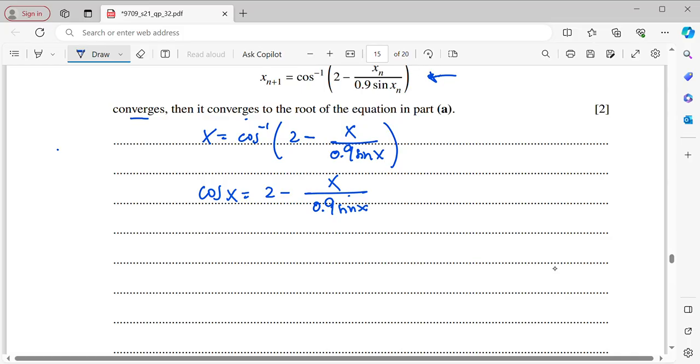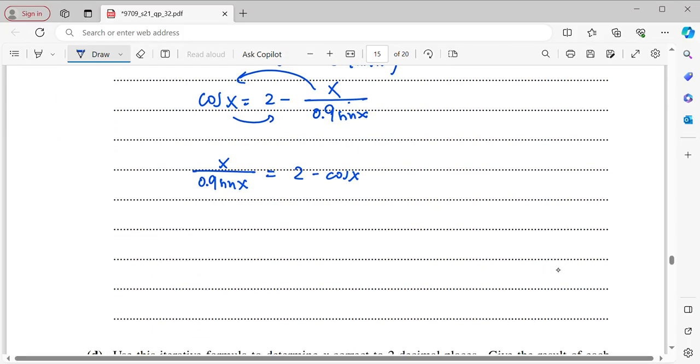Then now, get the x over 0.9 sine x as a subject. So which means I will just rearrange. So x over 0.9 sine x equals 2 minus cos x. Then the 0.9 sine x will be moved up. Okay, and then when you compare to the answer in part A, we just need to rearrange the terms. So that is the solution.